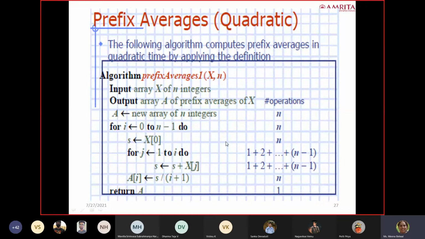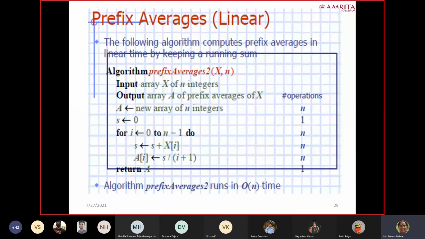So when I am calculating A3, I am calculating x0 plus x1 plus x2 plus x3 divided by 4, right? So what could be a better solution? If we can keep this running sum somewhere. If I have already performed a summation till A3 elements, let me store it somewhere. Next time I just add A4 and divide it by 4. So that is the key. So we will do that. So this is another algorithm that gives you a linear time complexity for the same problem.